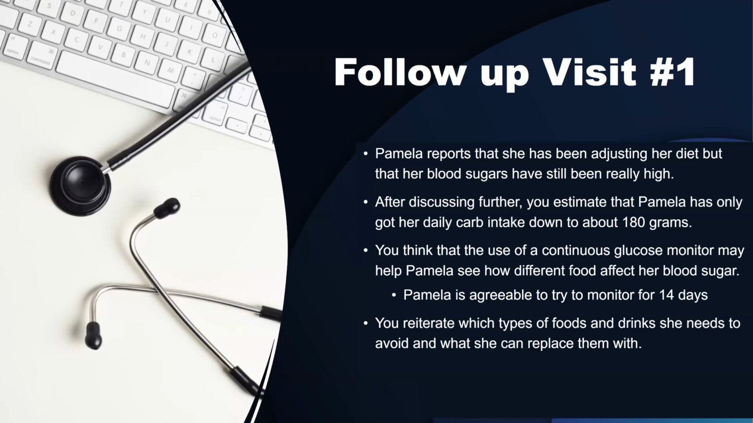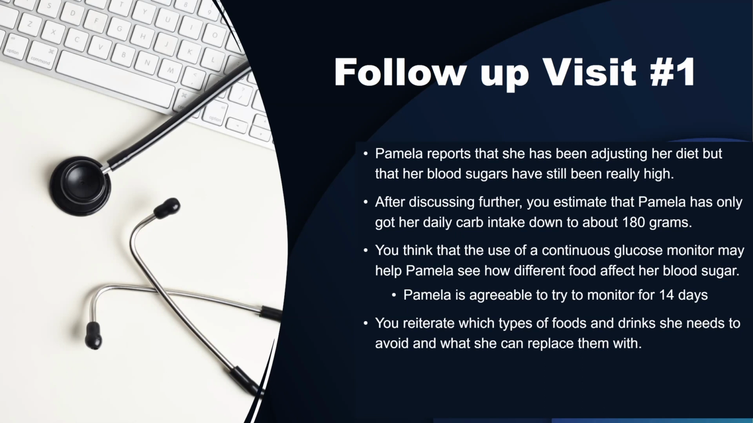So, first follow-up visit. Pamela's been adjusting her diet, but her blood sugars are still pretty high. After further discussion, we figure out that Pamela's been able to cut some carbohydrates out of her diet, but not as many as we would have liked. She got down to about 180 grams a day. She's having trouble understanding what foods have carbohydrates in them and what foods don't, and what foods are going to make her sugar go up and what foods are not.